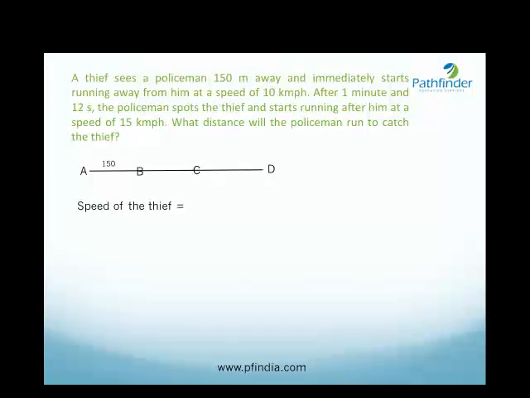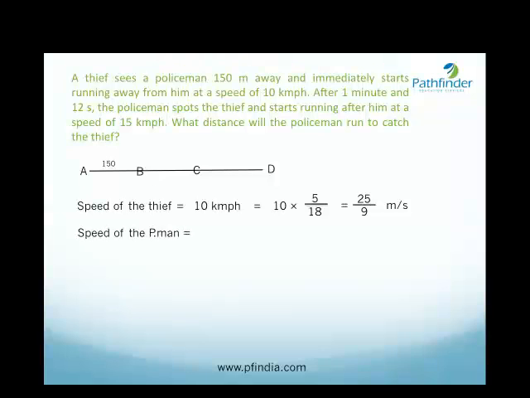So let us try to calculate this distance BC, because it is important to calculate the distance BC to know what is the relative distance between the policeman and the thief. So the speed of the thief, which is 10 km per hour, when converted into meters per second, is 10 into 5 by 18, which is equal to 25 by 9 meters per second.